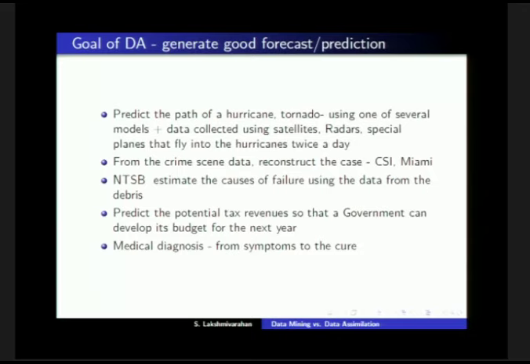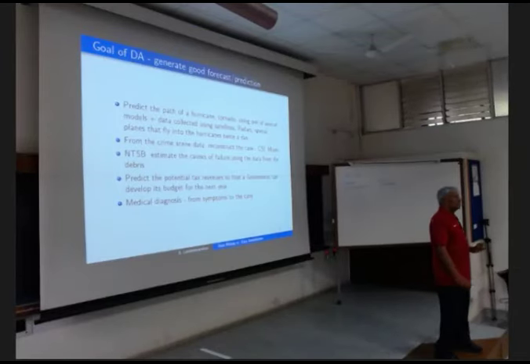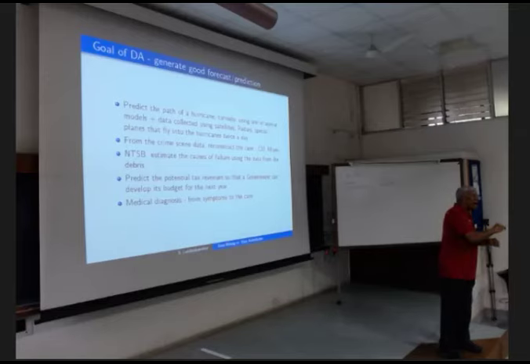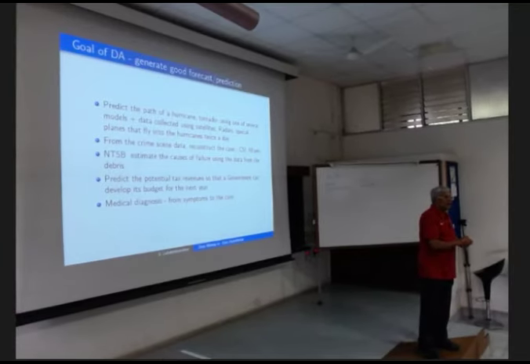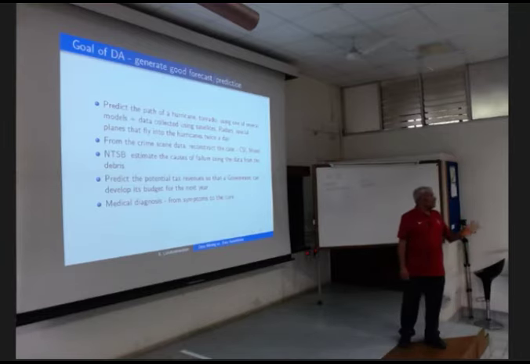There are other examples of data assimilation I would like to give. A crime scene investigation. There is a crime that happened. Police comes and collects information. They would like to be able to build a model of who may have committed the crime, what kind of technology they used, and so on and so forth. So crime scene investigation is an example of detective work. It's an example of data mining.